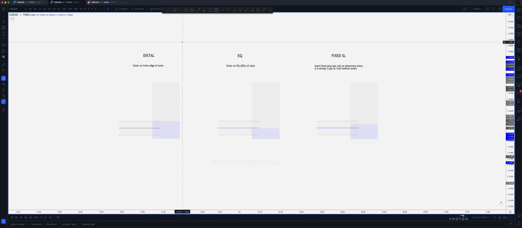And then that way you can always enter on the EQ no matter what, and your stop loss will always go behind the zone. So obviously the size of the zone that you draw will determine how big your stop loss is in terms of pips, and then obviously your risk to reward.